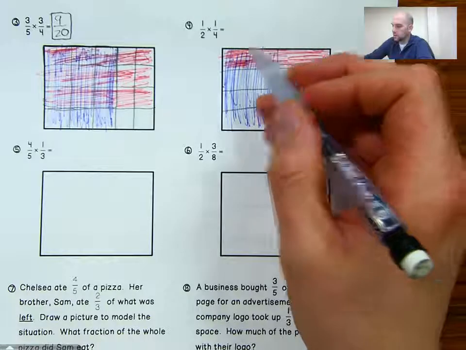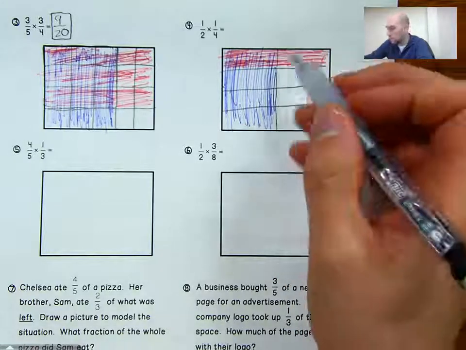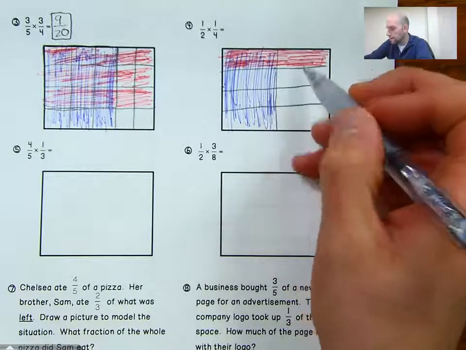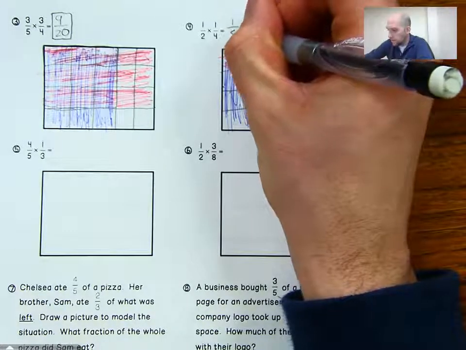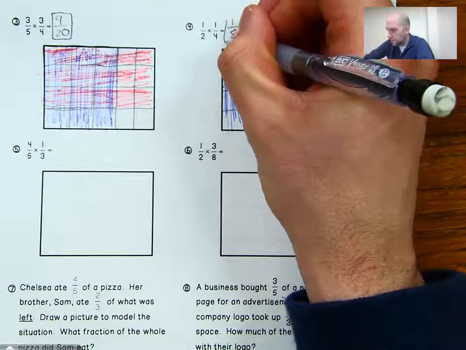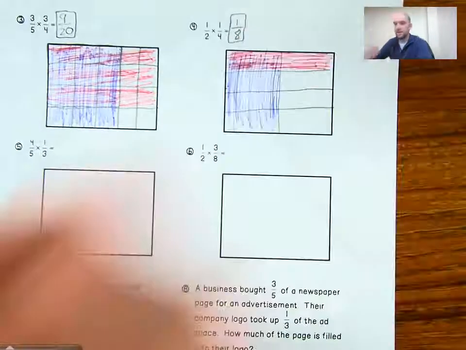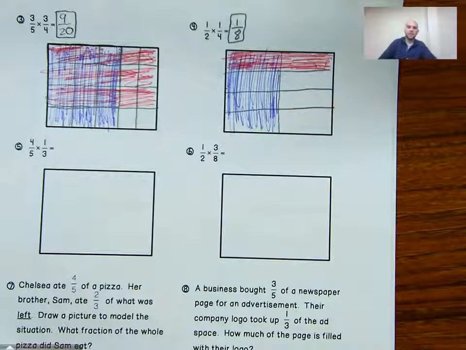So we look at the part that has both red and blue here. We have 1 out of 1, 2, 3, 4, 5, 6, 7, 8 will give us 1/8. So 1/2 times 1/4 is 1/8. So we'll stop right there.